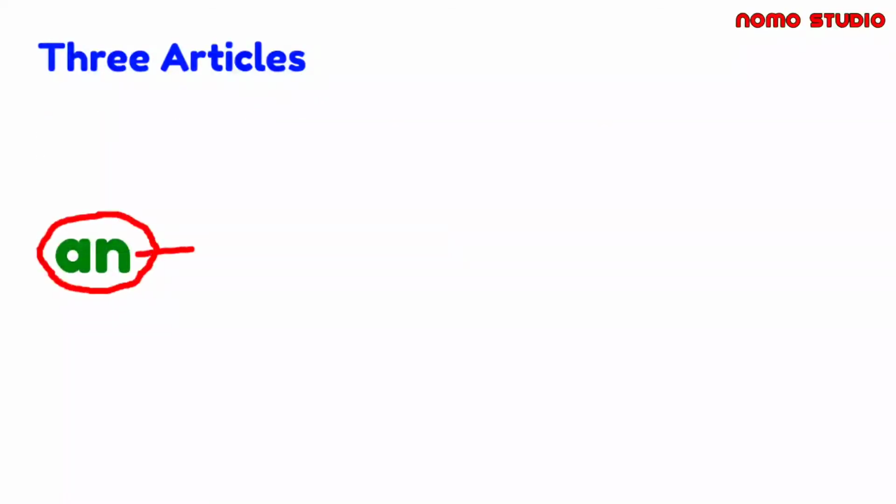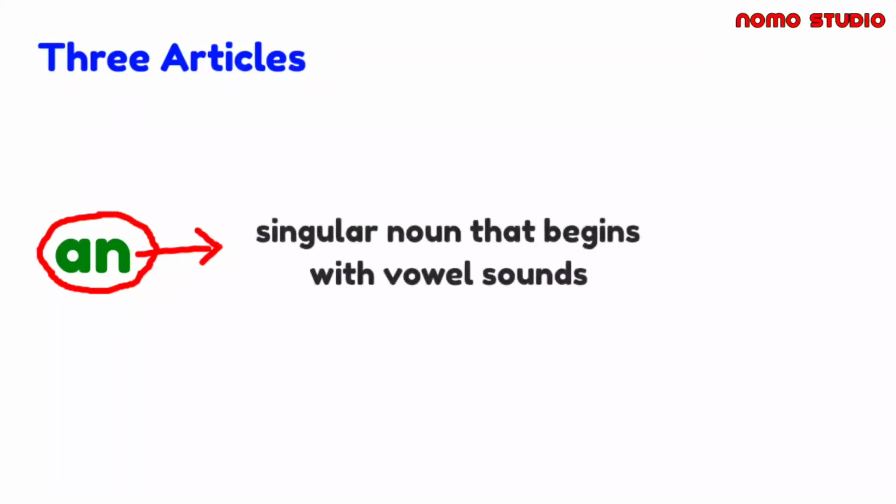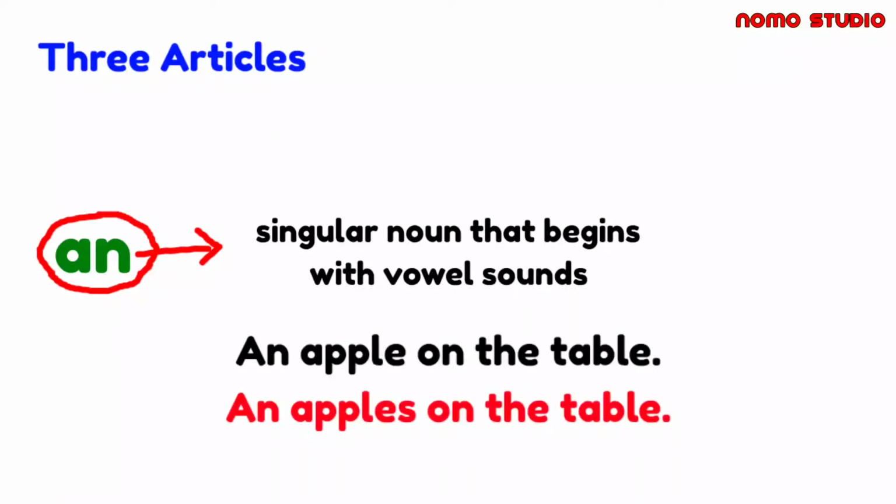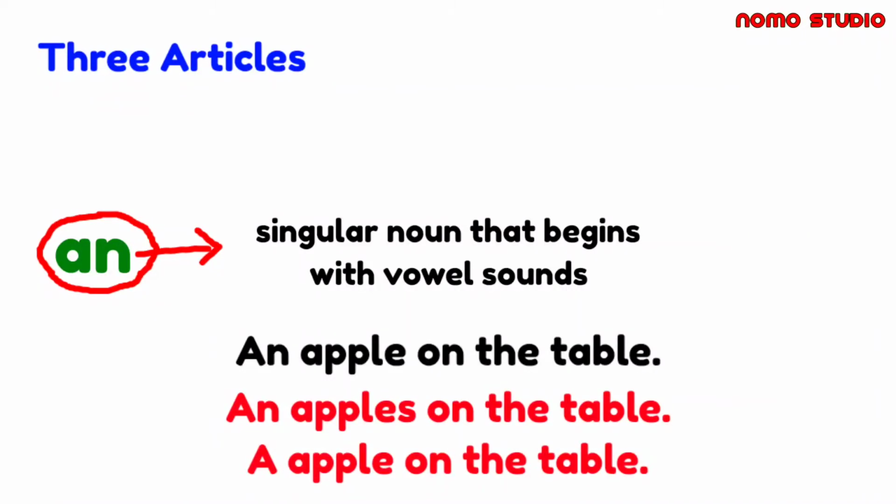Next, an. An is used before a singular noun that begins with a vowel sound. Let's say, for example, an apple on the table. This is correct, since apple is in singular form and also apple begins with a vowel sound. It is not correct to say an apple's on the table or a apple on the table.